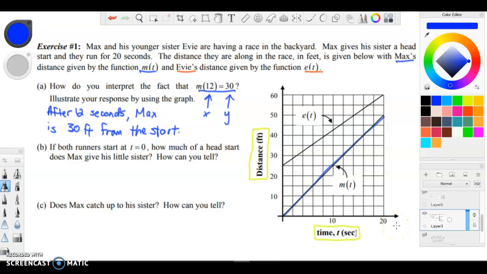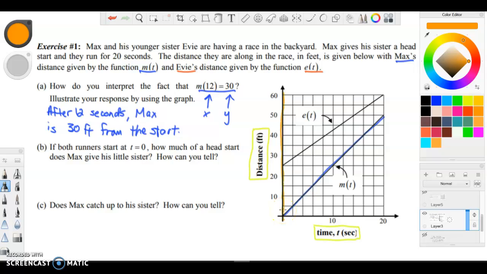Next up, it says that if both runners start at t equals 0, how much of a head start does Max give his little sister? T equals 0, of course t is kind of replacing x for us here, so that's referring to this line right here, right at the beginning.